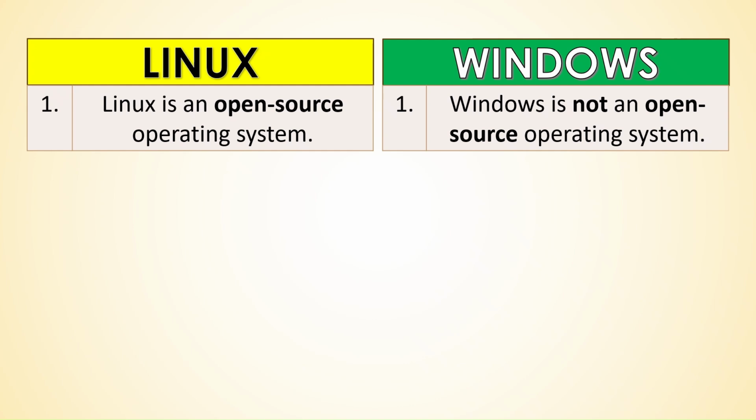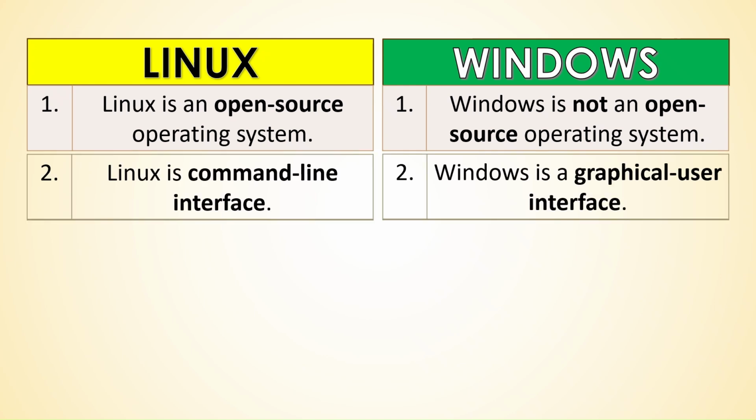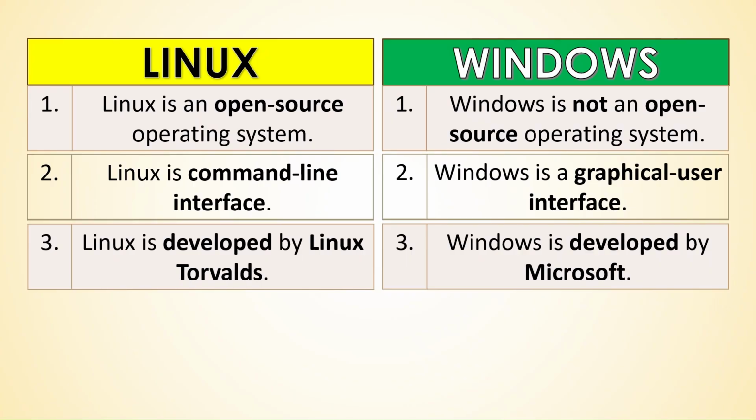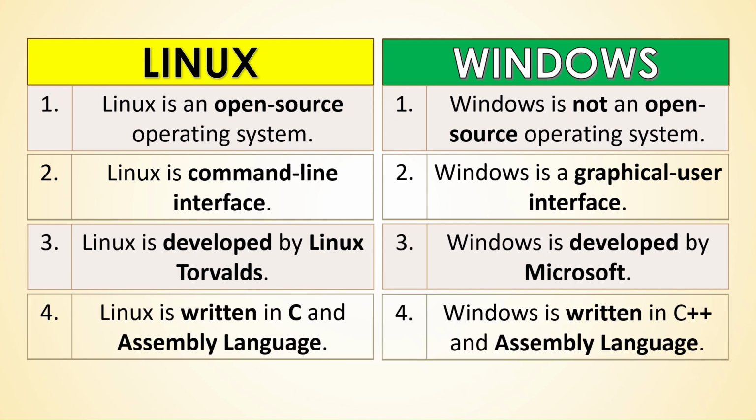Linux is an open-source operating system. Windows is not an open-source operating system. Linux is a command-line interface. Windows is a graphical user interface. Linux is developed by Linus Torvalds. Windows is developed by Microsoft. Linux is written in C and assembly language. Windows is written in C++ and assembly language.